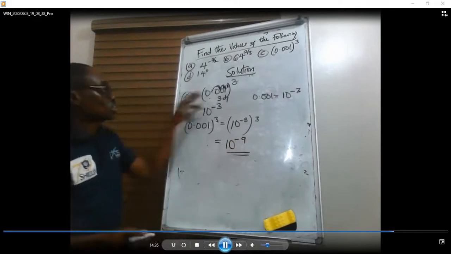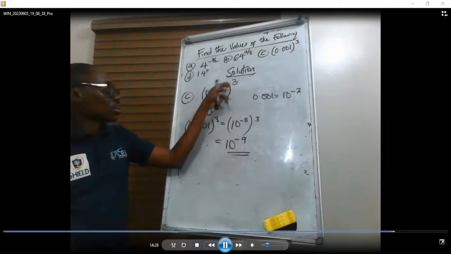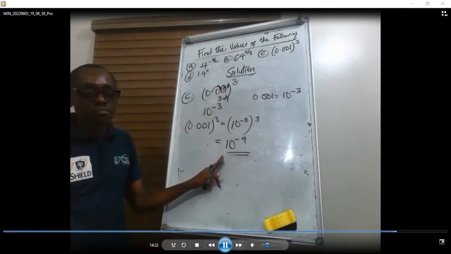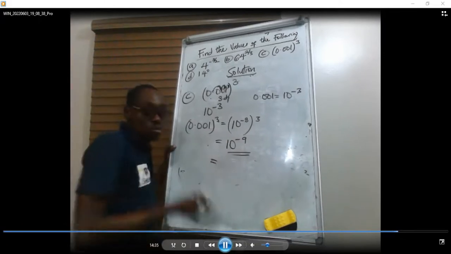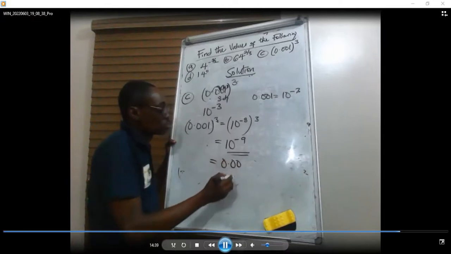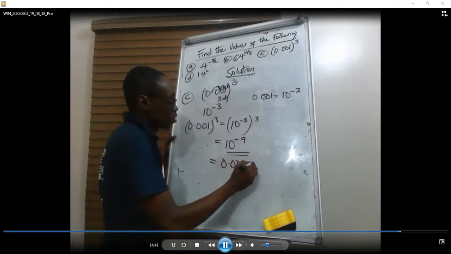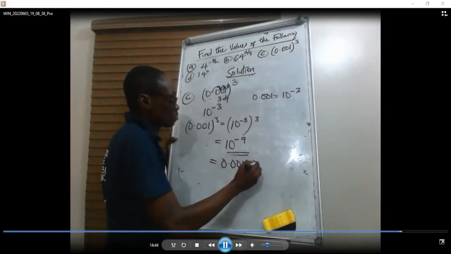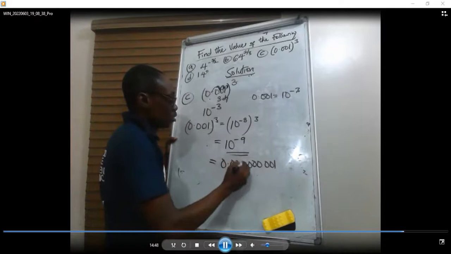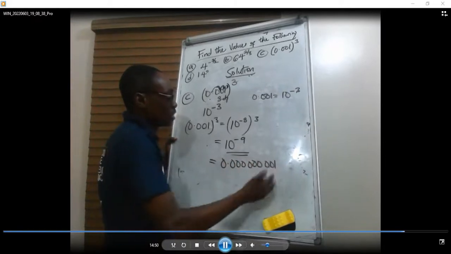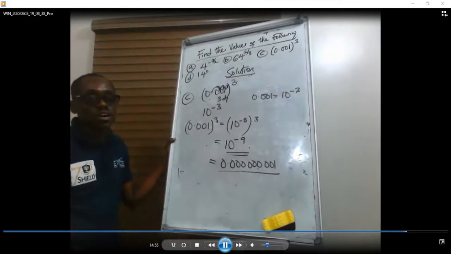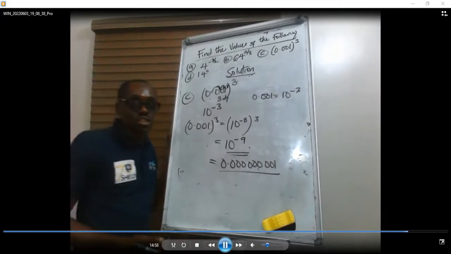So the value of this is 10 raised to power minus 9, which, if you want to put it in decimal form, you can actually write as 0.000000001. 1, 2, 3, 4, 5, 6, 7, 8, 9. This is the decimal form. This is the index form. So that is the final answer for that question.